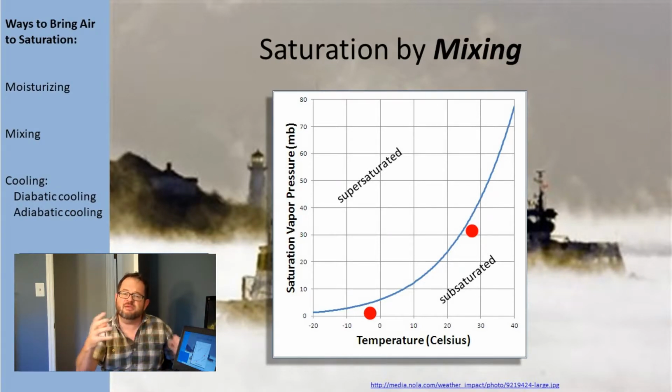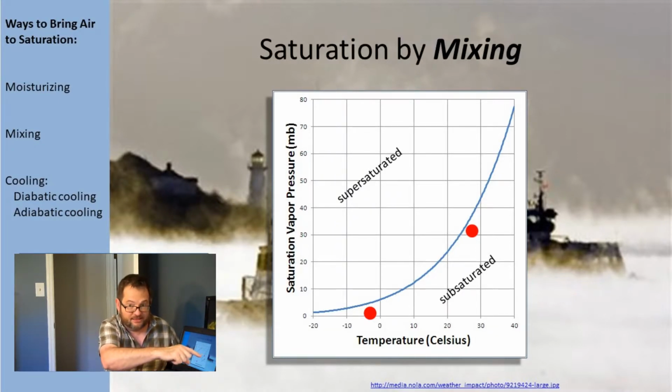All right, so maybe we're going to be mixing two air parcels. They're the two red dots on this diagram here. One is pretty cold and doesn't have very much water vapor in it. One is pretty warm and has a lot of water vapor in it, but neither is saturated. They are both subsaturated air parcels. Well, when we mix these two volumes of air, we'll get a temperature somewhere in between.